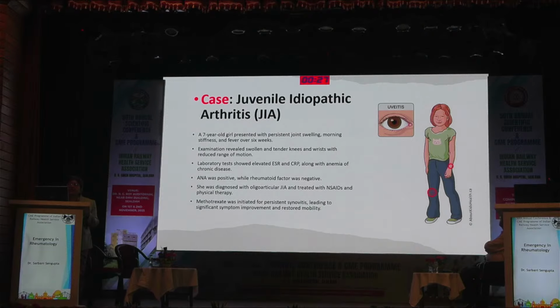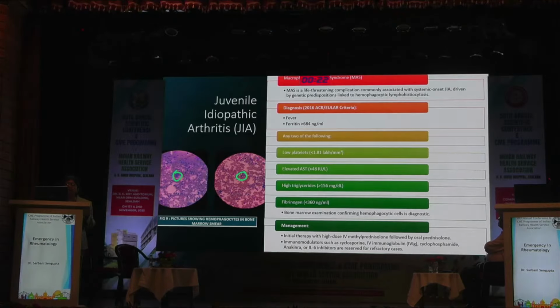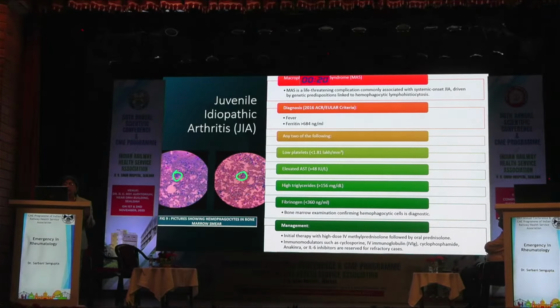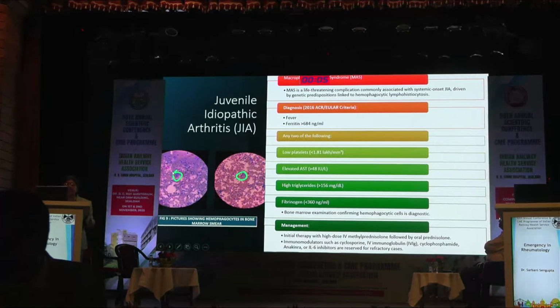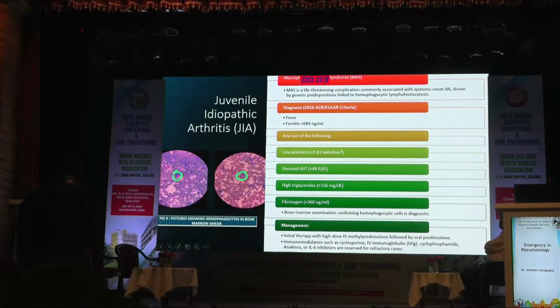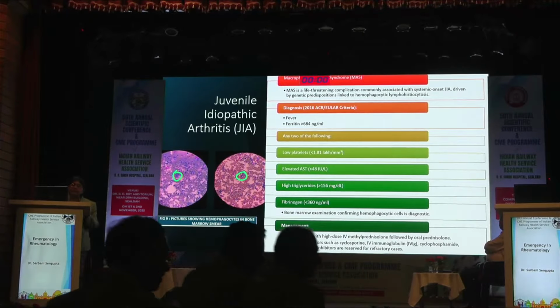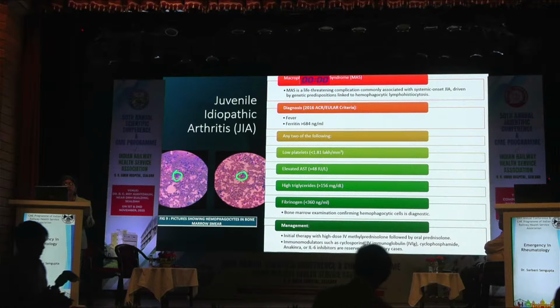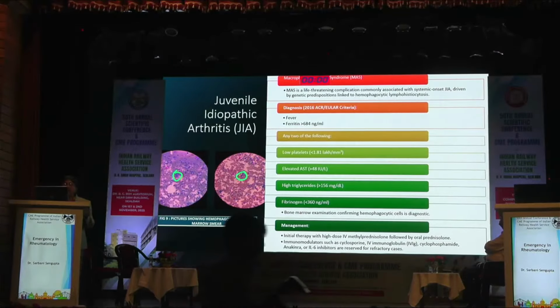Now, juvenile idiopathic arthritis: apart from acute uveitis, the most important life-threatening situation is macrophage activation syndrome. A young child or young person presenting with PUO and having all the features of macrophage activation syndrome, with the bone marrow showing hemophagocytes, is a really life-threatening situation necessitating immunosuppressive therapy as well as a high dose of steroid.